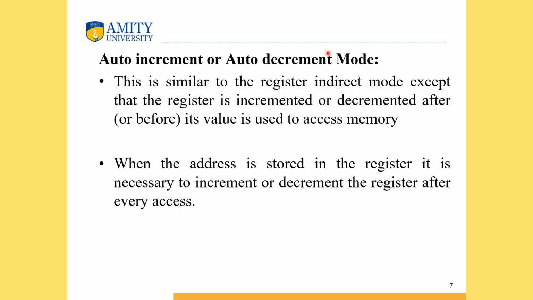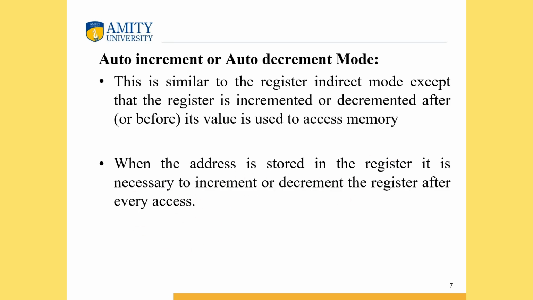The auto increment and auto decrement mode. This is similar to the register indirect mode. The only difference is that the register is incremented or decremented either after having accessed the memory or before having accessed the value of the register. So if we have auto increment, then we'll be incrementing the value of the register by 1 before or after we access the memory. When the address is stored in the register, it is necessary to increment or decrement the register after every access. So whenever we store the value in the register, we then increment it or decrement it after the use.